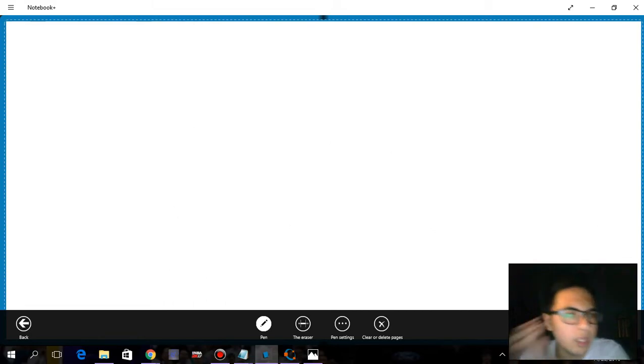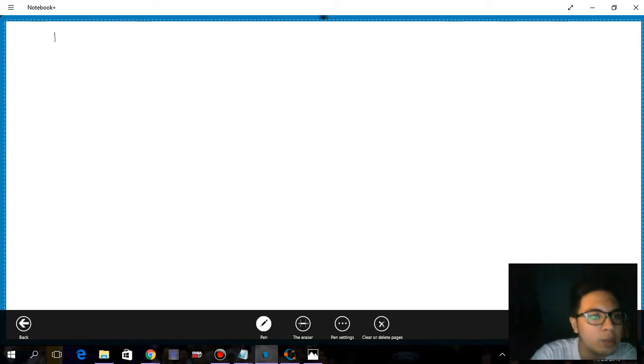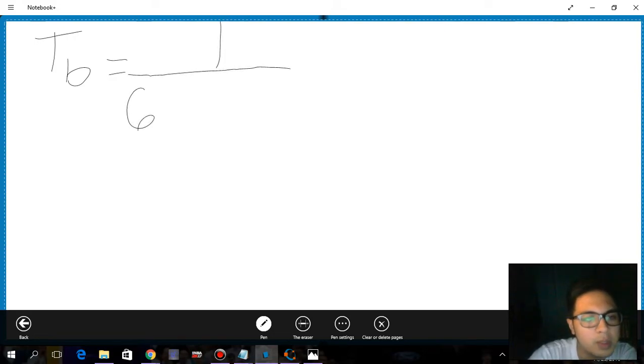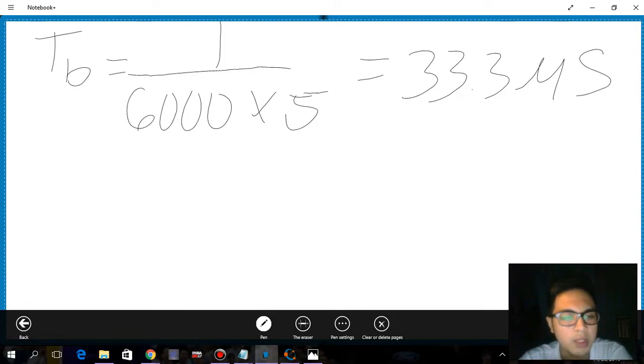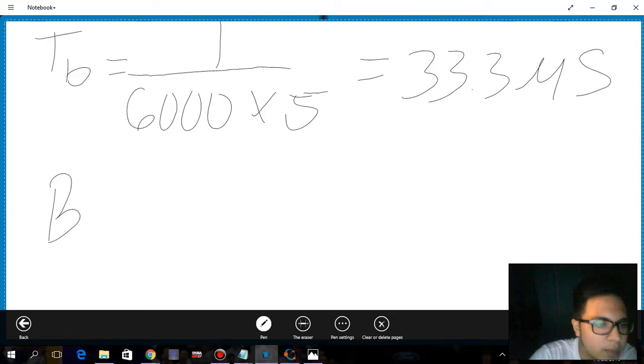Now we have the following data, and given the sampling frequency of 6,000 samples per second, and we know that there are 5 bits each sample, therefore we get 6,000 times 5 samples per second. We need to find the time duration of the bit by simply this equation, and we would get 33.3 microseconds.